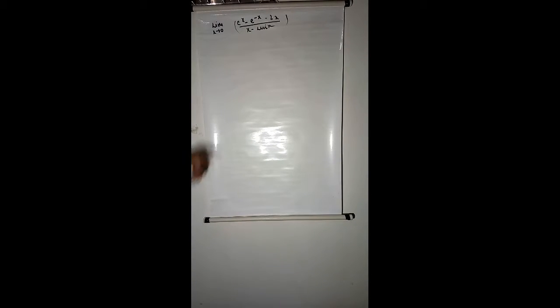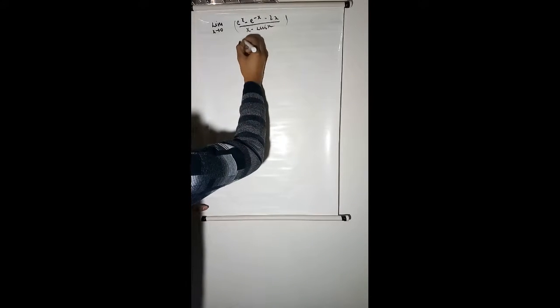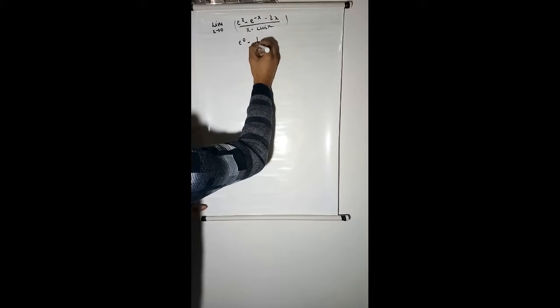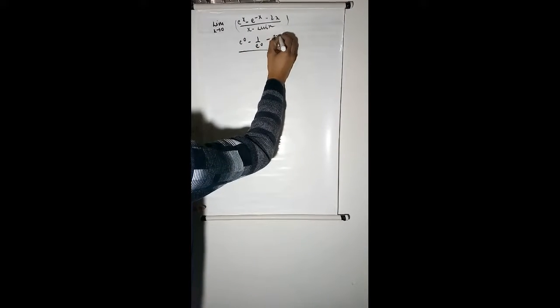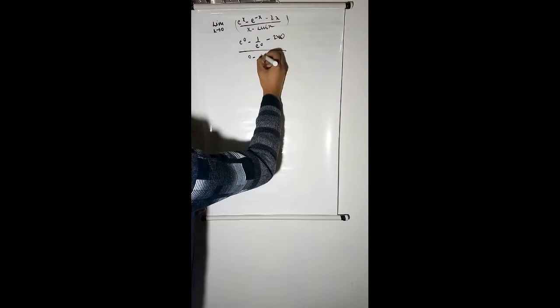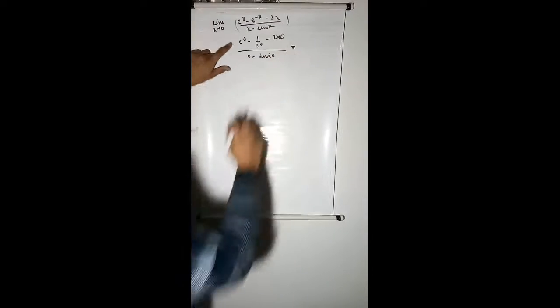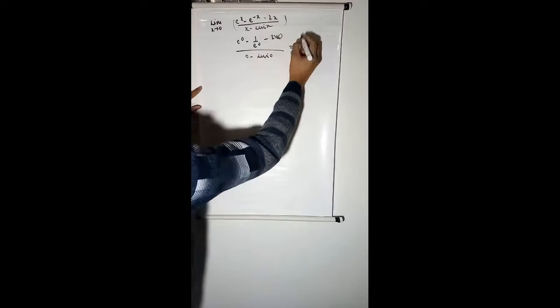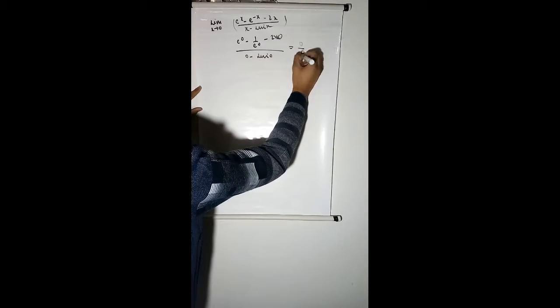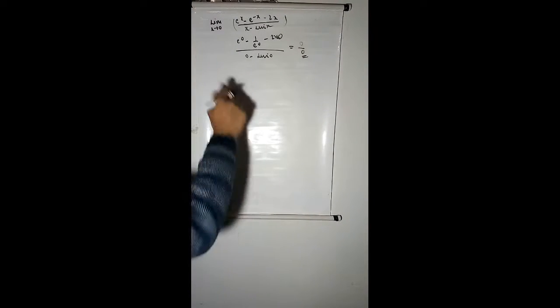So see, now apply the limit to the function. e to power 0 minus 1 upon e to power 0 minus 2x upon minus 2 into 0 upon 0 minus sin 0. It will be 1, 1 minus 1 is 0, 0 minus 0, it means 0. 0 minus 0 will be 0. It means now we can apply L'Hospital to this function.